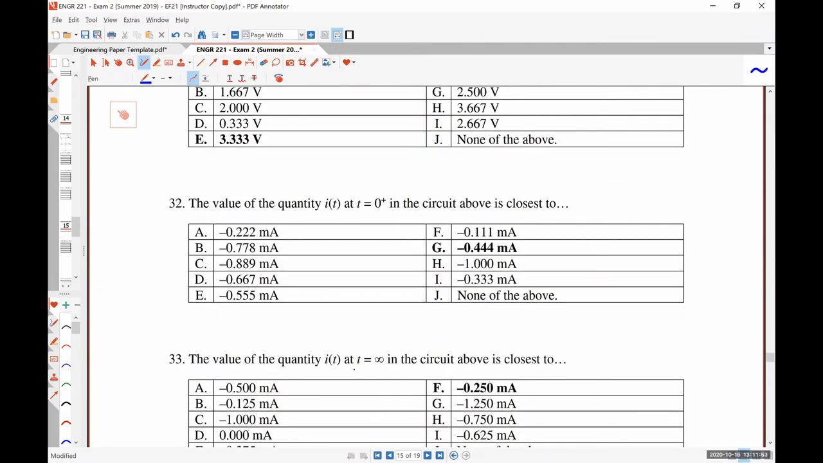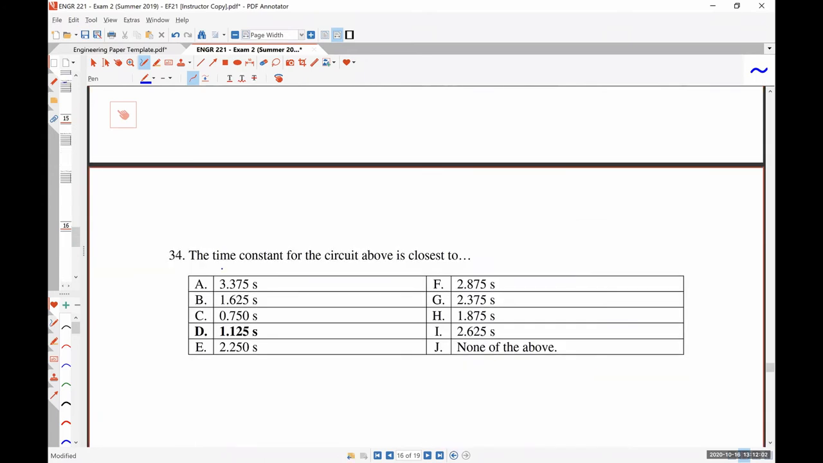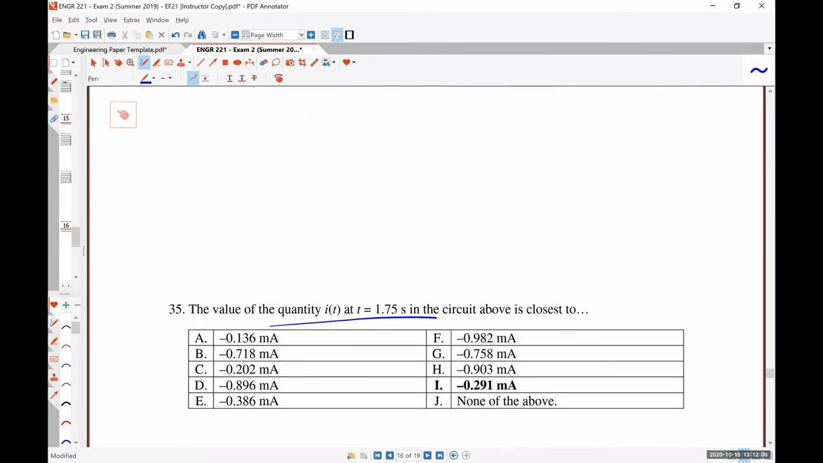The third question asks you to find what's going on at t equals infinity. And then the fourth question asks you for the time constant. And the fifth question asks you to put all of that together and evaluate your expression at a particular point in time. So on this particular test, which was a 35 question test, there were 5 questions on a total response of an RC circuit, and there were 5 questions on the total response of an RL circuit. So 10 of the 25 circuit analysis questions were based entirely on this topic of first order circuit analysis.